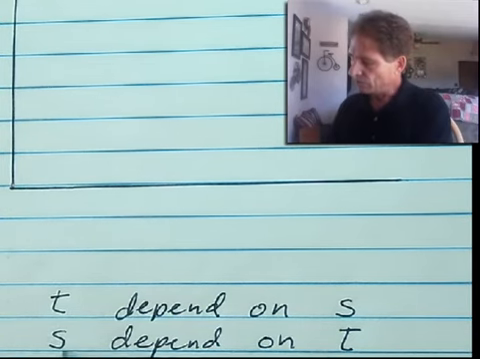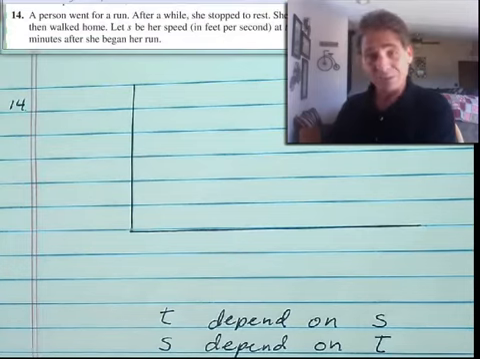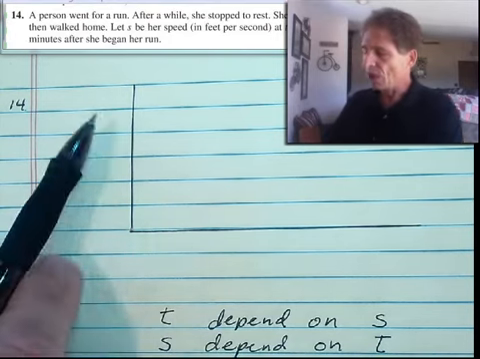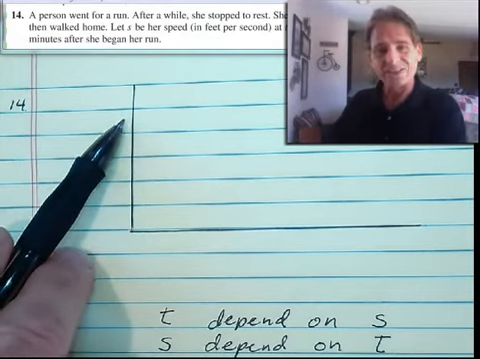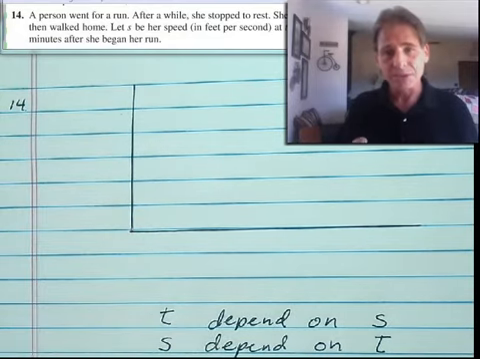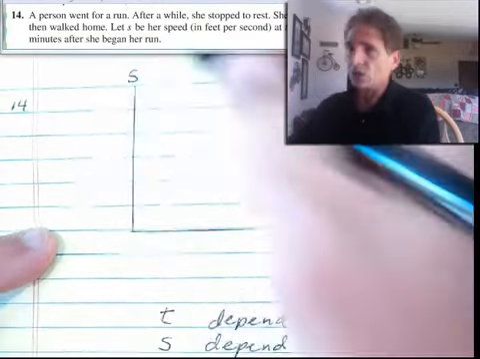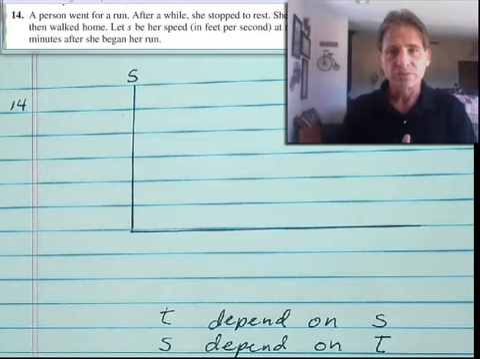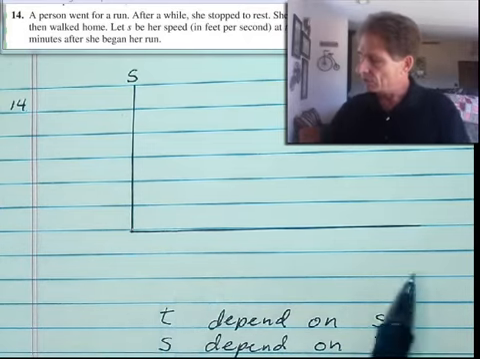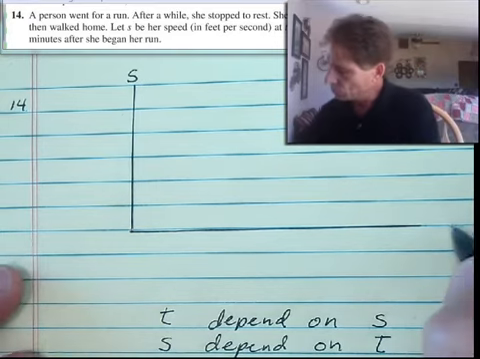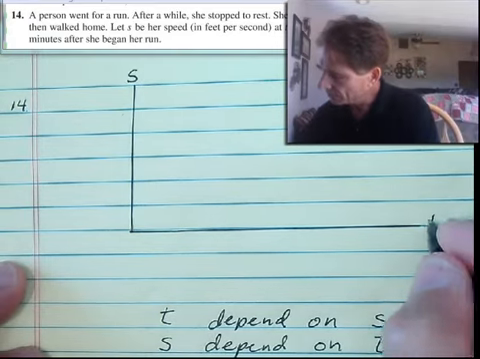So once we've done this, we found out that speed is a dependent variable, and it depends on how many minutes after she began running, which is the independent variable. What's commonly known as the y-axis is going to be the axis for the dependent variable. So therefore, her speed will be on this axis. The independent variable will lie on this axis, which is time. So we will put it here.